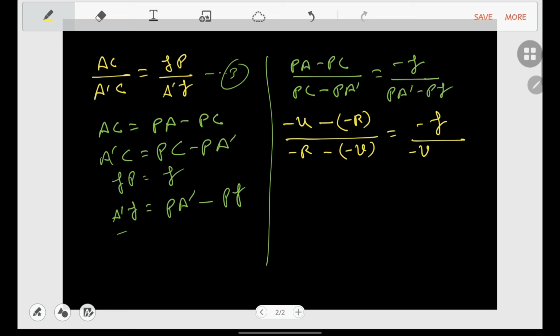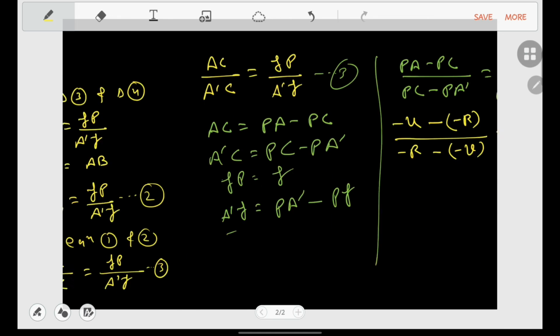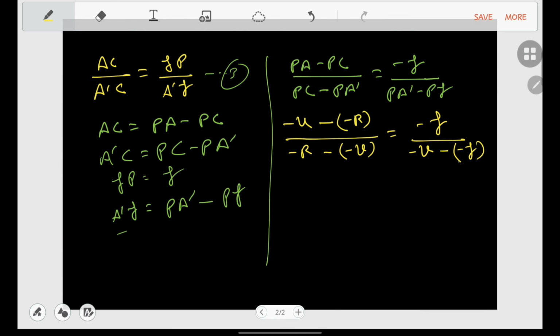Again we can write minus V here because just now we have put it out, minus V. F stands for the focal length, so we will write minus F here. Okay, I hope you get this.